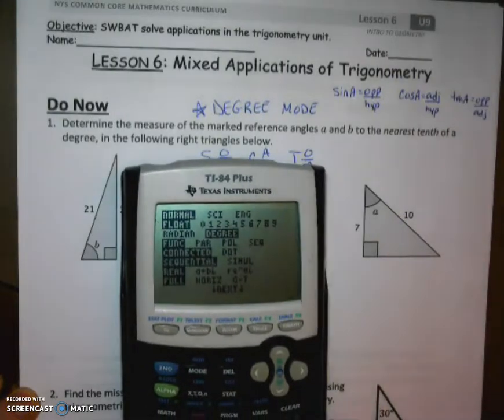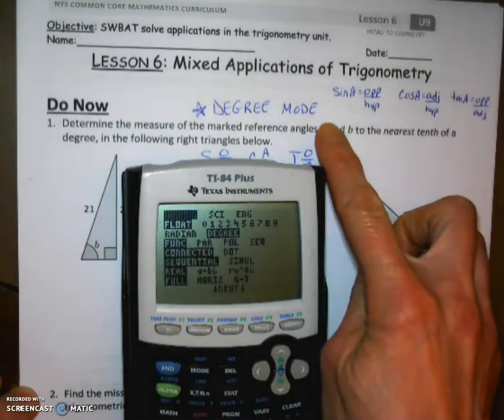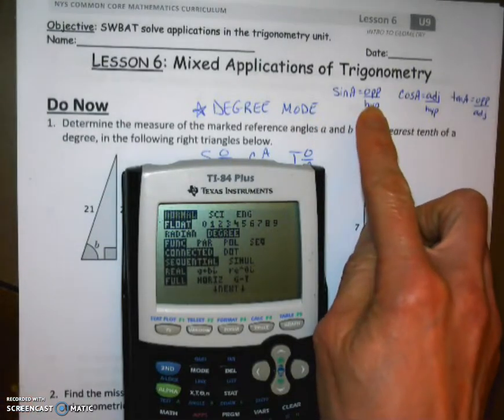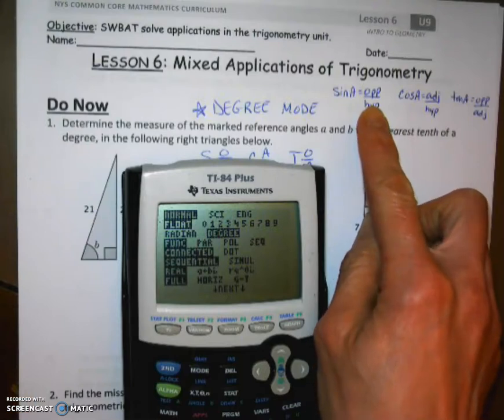We are going to do lesson 6 in unit 9. The first thing I'm going to remind you is to always be in degree mode. And the second thing I'm going to remind you is this is mixed applications of trigonometry. So some we're going to be finding the sides, some will be finding the angles.